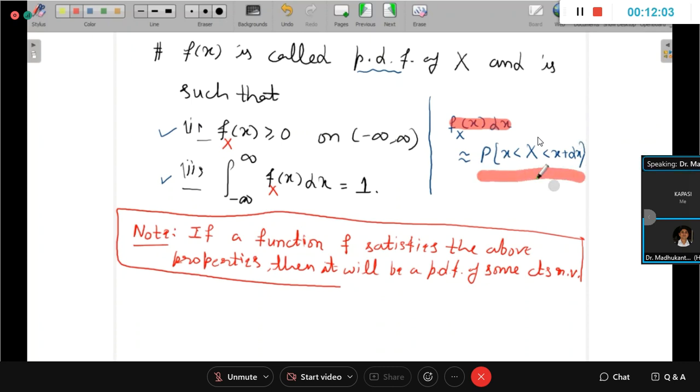This is the probability where X assumes a value between x and x plus dx, which has that length. And if you sum up all of this, that means the integral from minus infinity to infinity of f_X(x) dx is equal to 1. So this approximation will help you later in your research.